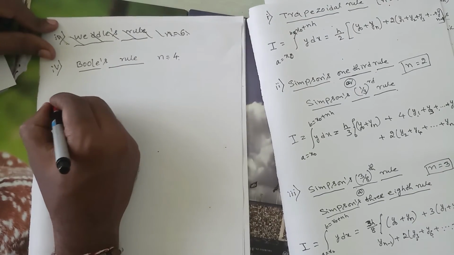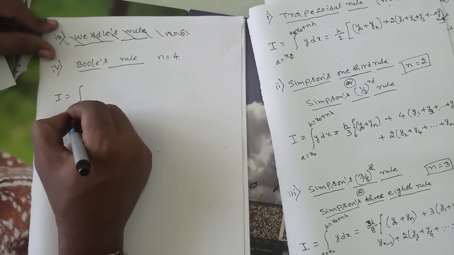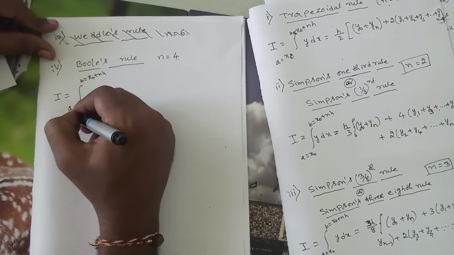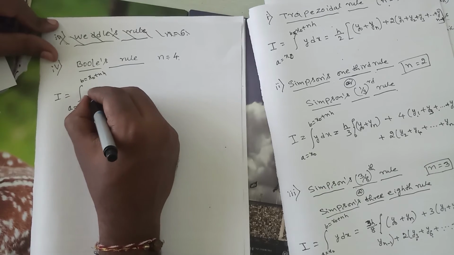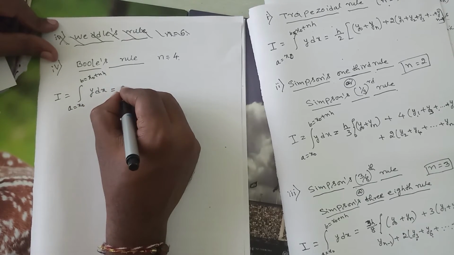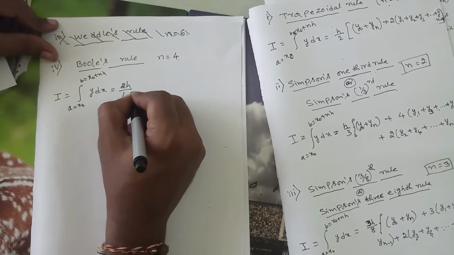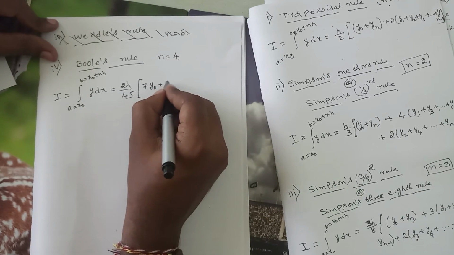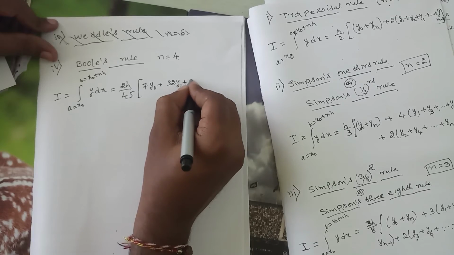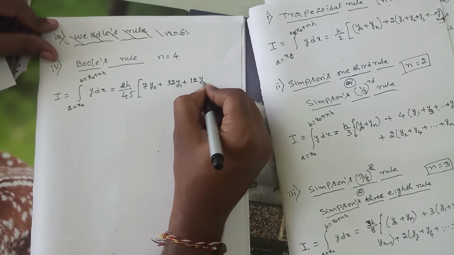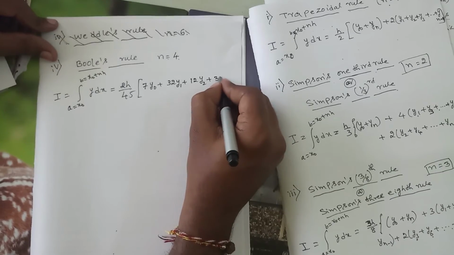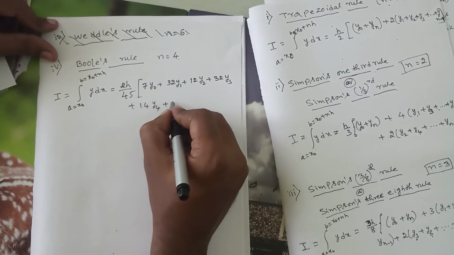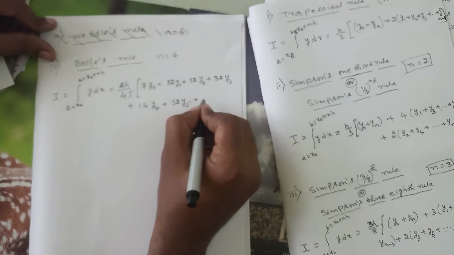So you will get I equals integral from a equals x naught to b equals x naught plus n into h, y dx equals 2h by 45 into 7 times y0 plus 32 times y1 plus 12 times y2 plus 32 times y3 plus 14 times y4 plus 32 times y5, and so on.